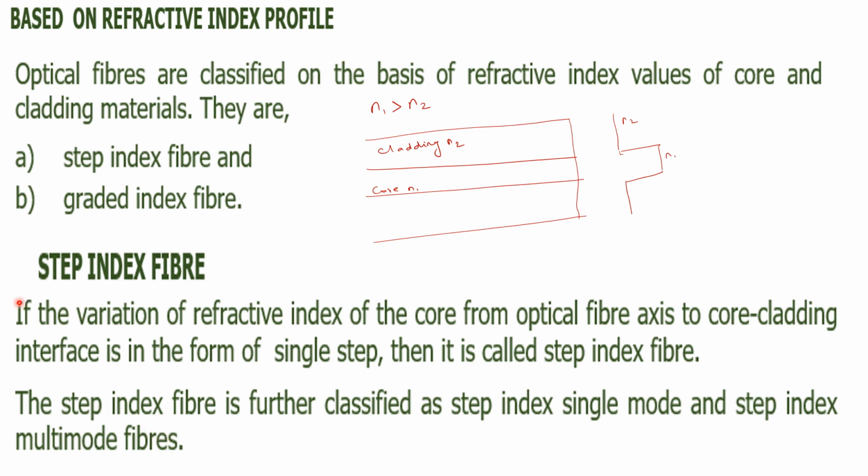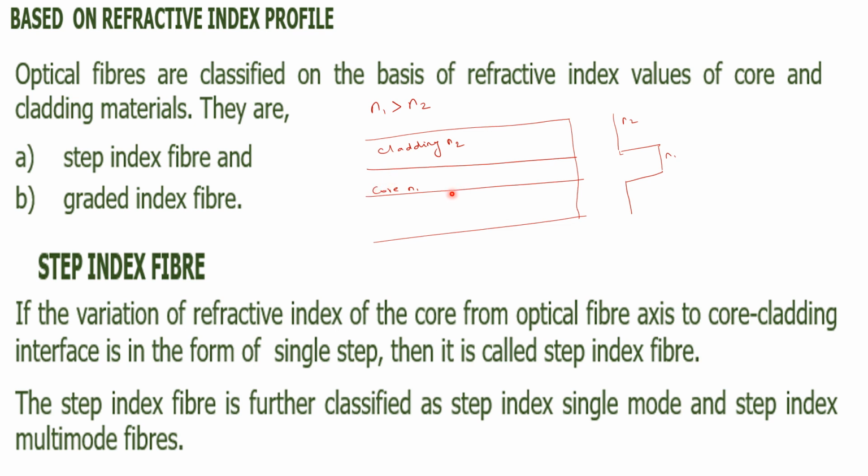Okay, let us read the content. If the variation of refractive index of the core from optical fiber axis to core cladding interface is in the form of a single step, then it is called step index optical fiber. The step index optical fiber is further classified into single mode and multi-mode. You understand? So when I am telling based on refractive index, next question what should come to mind is whether it is single mode or multi-mode.